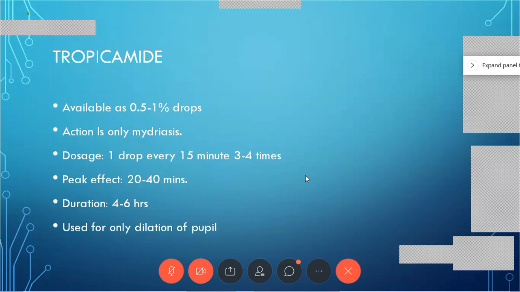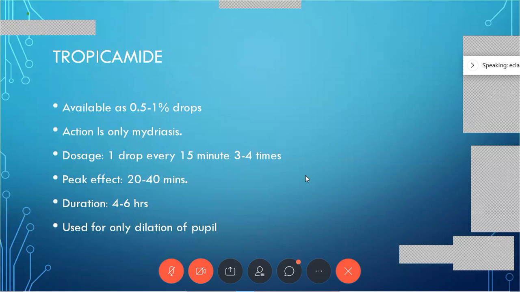And the other one is tropicamide. This will cause only mydriasis, because in adults there will not be that much ciliary body tone. So we can give tropicamide as a mydriatic to perform fundoscopy, any fundus examination, retinoscopy like that. This is available as 0.5% to 1% eye drops. It will cause only mydriasis. There will not be any cycloplegia.